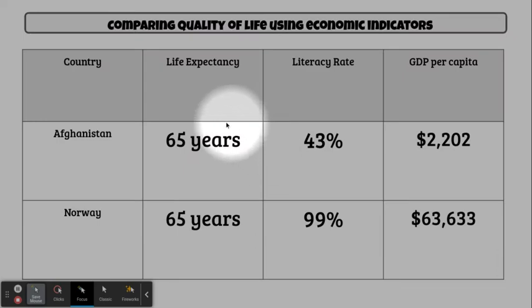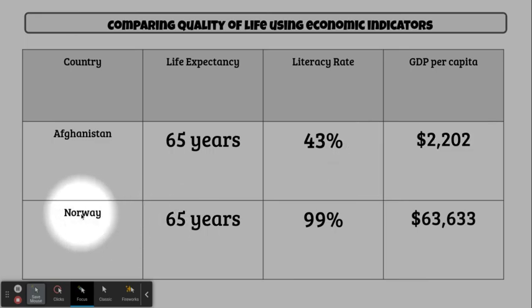So here is a quick example. In a country called Afghanistan, the average life expectancy is 65 years. Only 43% of their people are literate. That means they can read and write. And an average person only makes $2,200 per year in Afghanistan.